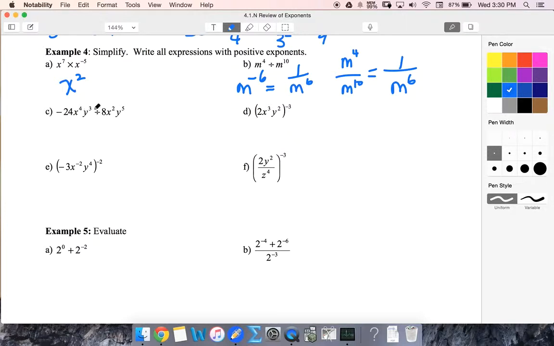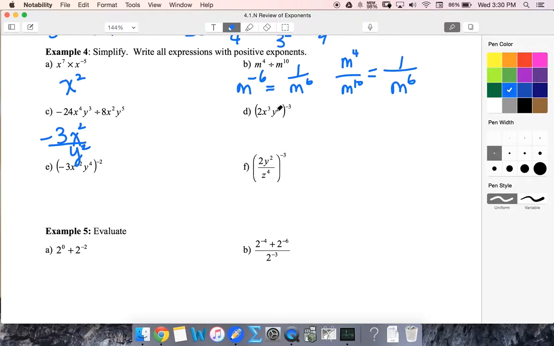All right, negative 24 divided by 8, that's negative 3. Please don't subtract 24 and 8. People do that a lot. Not true. This is negative 24 divided by 8. X to the 4th divided by x squared, y to the 3rd divided by y to the 5th, y to the negative 2, or there's 2 more y's on the bottom than there are on top, y squared.